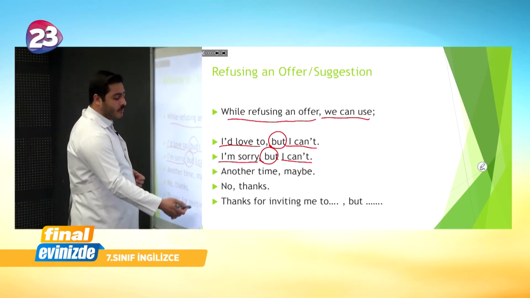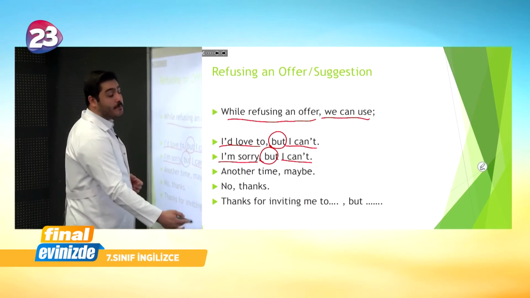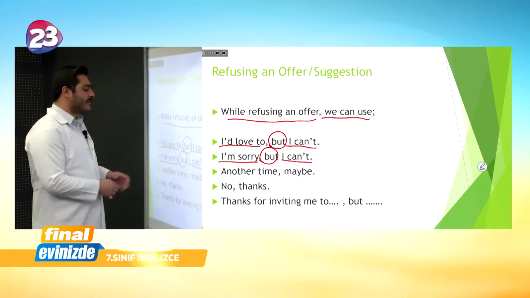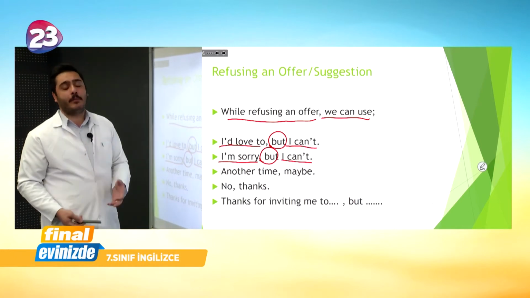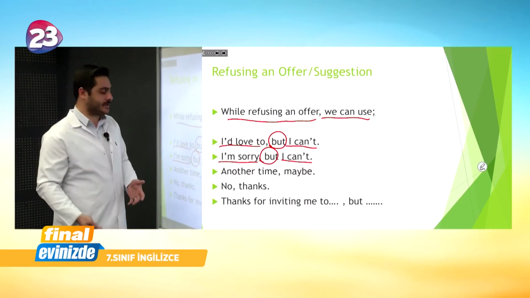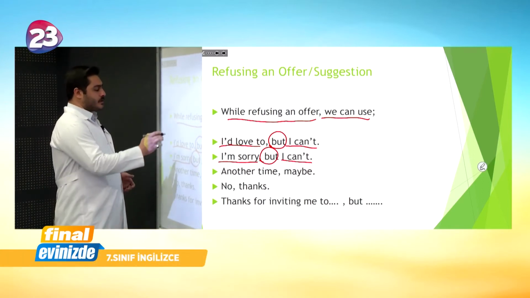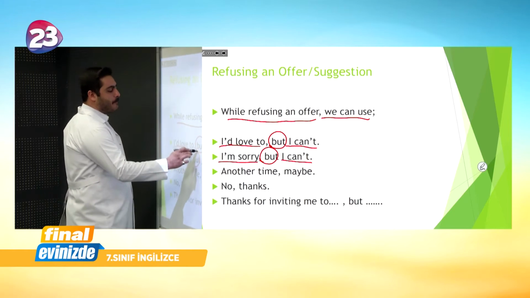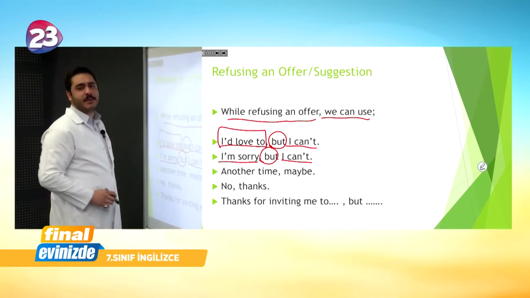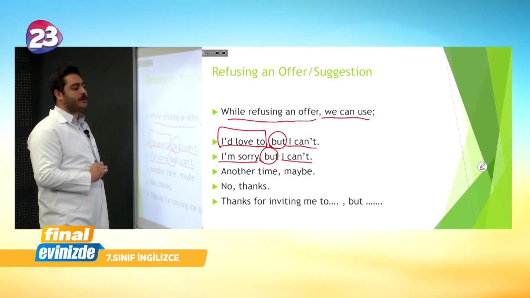Thanks for inviting me to blah blah blah, but blah blah blah. We can say, thanks for inviting me to your birthday party, but I have to look after my siblings on that day, for example. So, when you see but after a positive sentence, this means this is a refusing sentence.